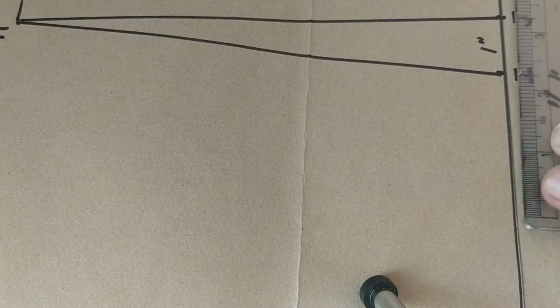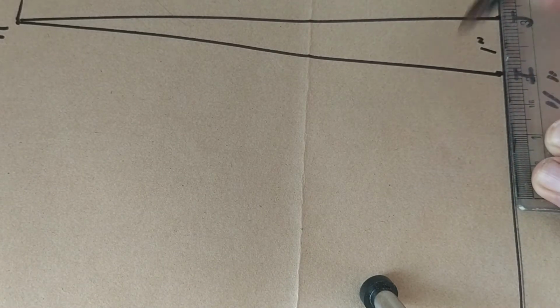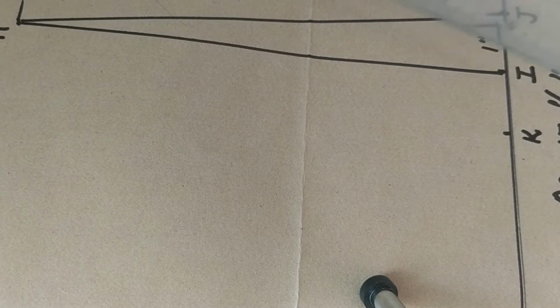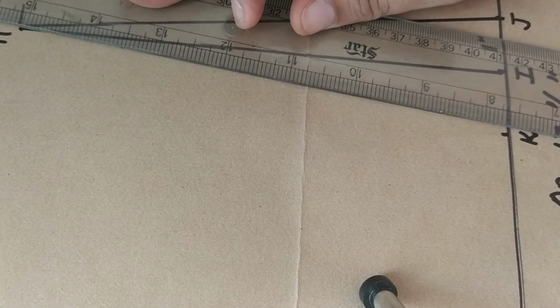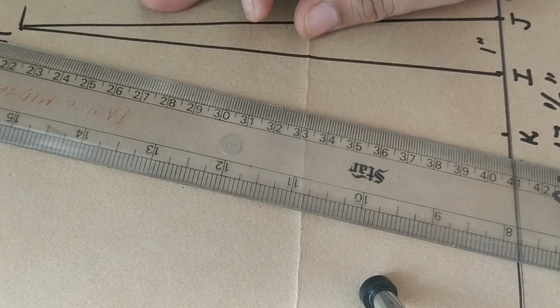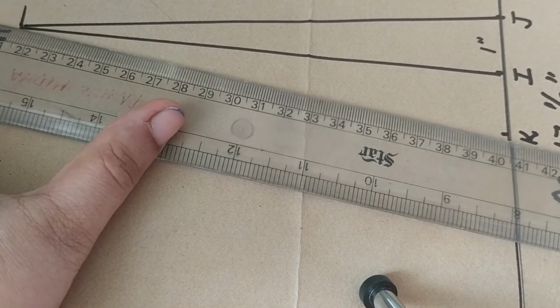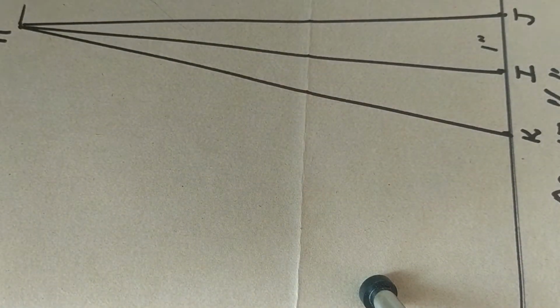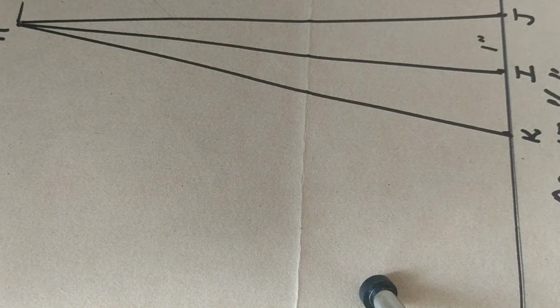So what I have to do is mark 1 inch on the other side of I also, like this, and label this point as K. After marking K, join H to K with a diagonal line. Okay, so I'll put the scale here and join it. Alright, so after marking K, the next step is to mark the complete waist or the waistline.